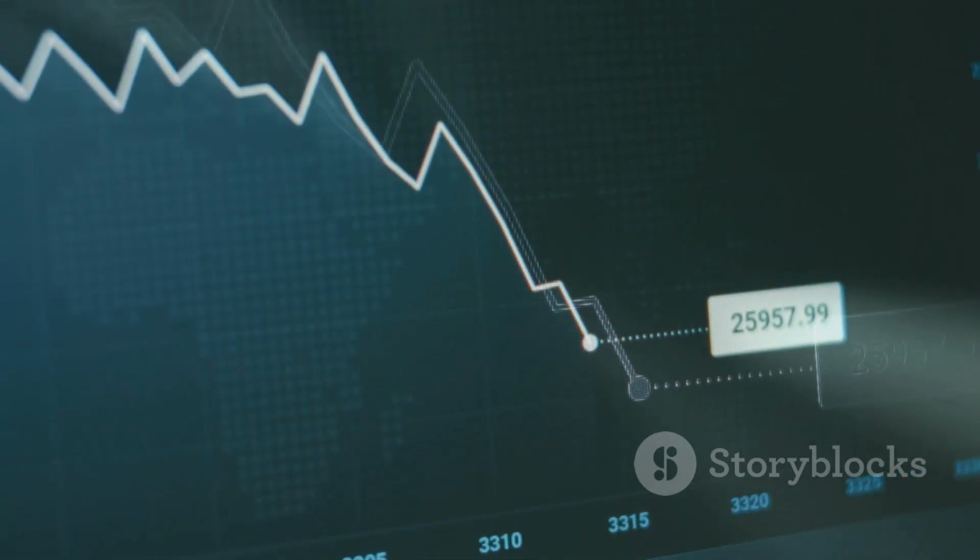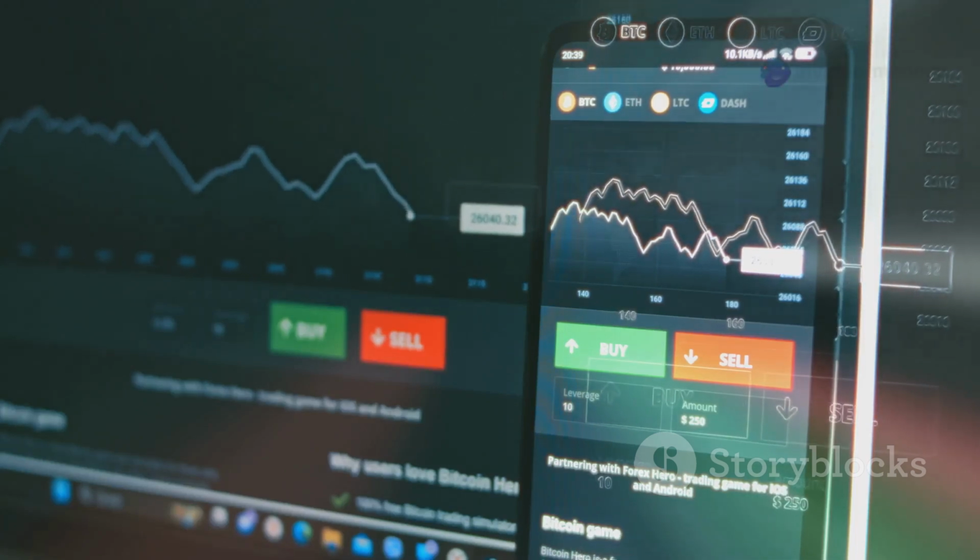identifying short-term trends and reversals, identifying very short-term trends and reversals.